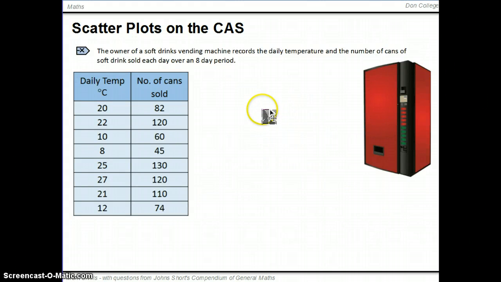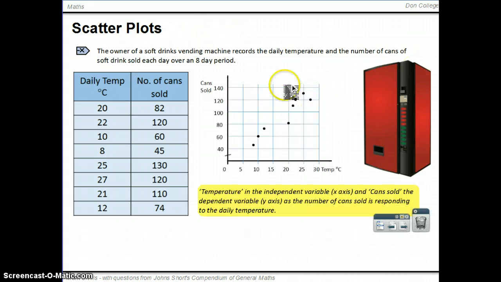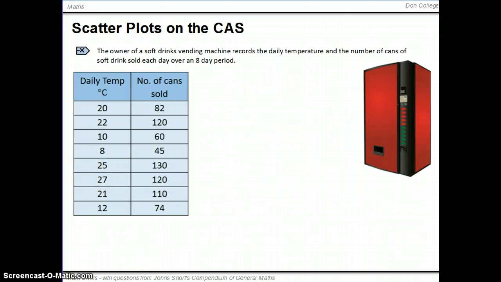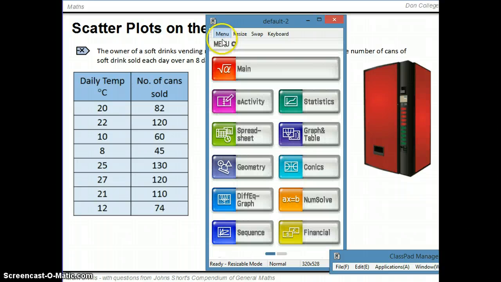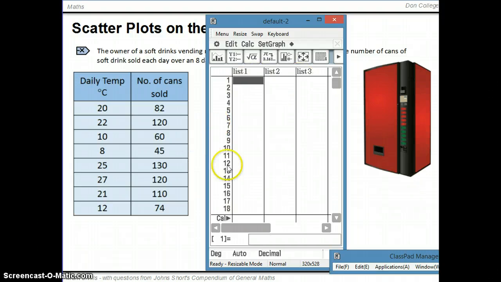Okay, we're going to look at doing a scatter plot on your CAS calculator of this scenario. So we're going to try and replicate this here on your calculator. So bring your calculator up, and what you need to do is go into the stats menu here. That brings up this screen here, and we have two lists of data, and list 1 is going to be our independent variable, which was the temperature. So in here we're going to put 20, 22, 10, 8, 25, 27, 21 and 12. There's our 8 pieces of data.